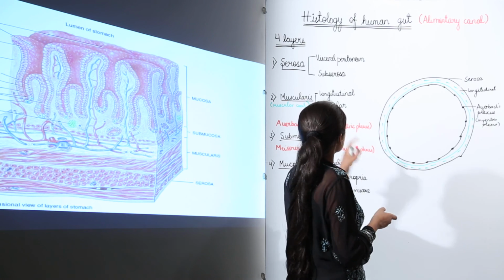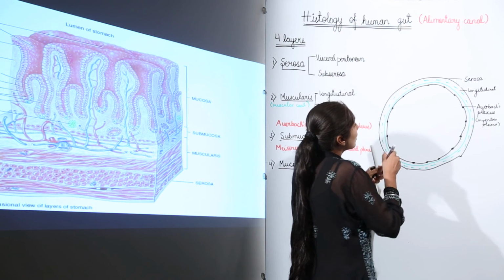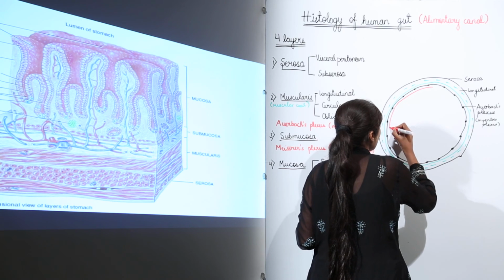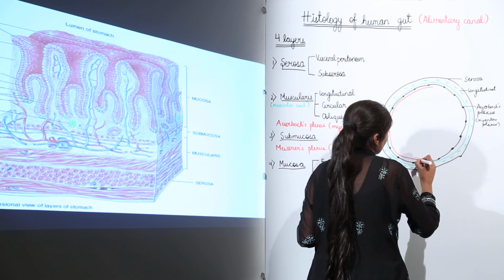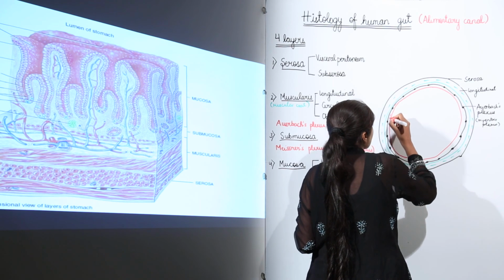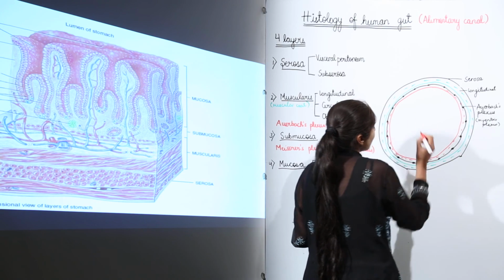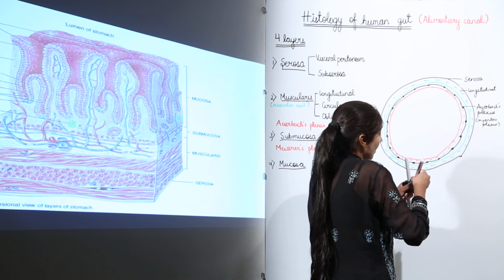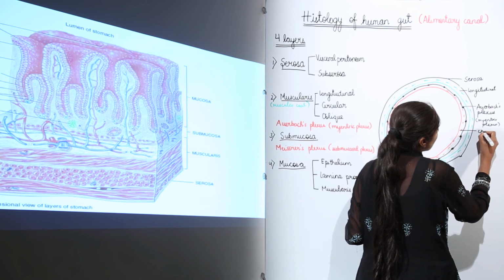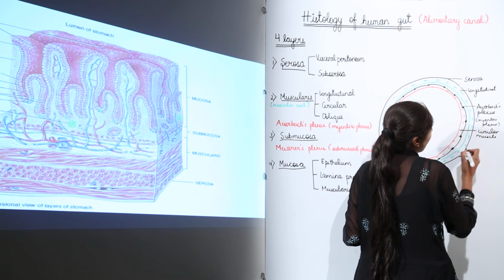Next to this, we have a layer of cells, that is what? That is the circular muscle layer. We have next the circular muscle layer. So here we will be having a layer of circular muscle. I can just label this here. This is the circular muscle layer, right?